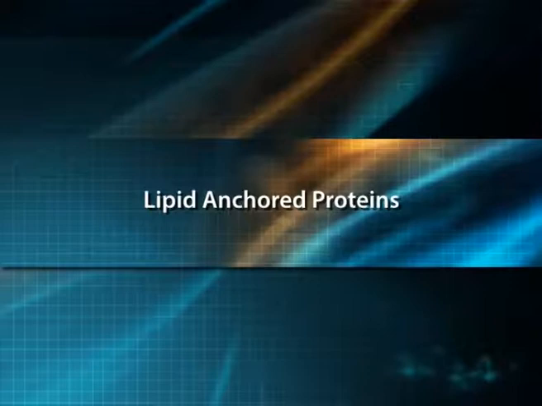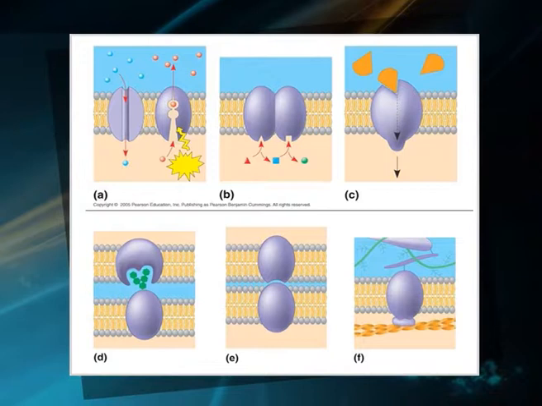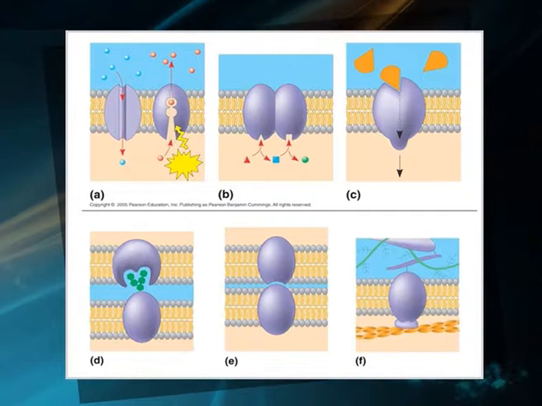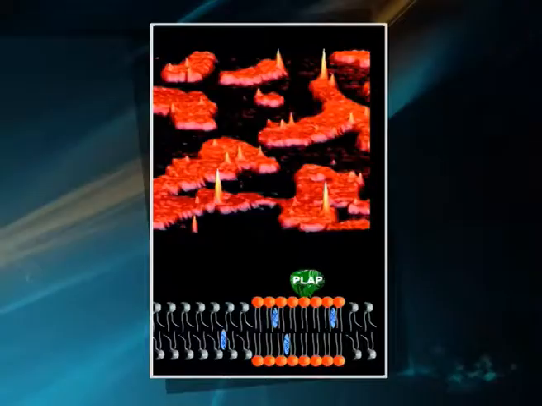Lipid anchored proteins. Numerous proteins are present on the external surface of the plasma membrane, which are bound to the membrane by a small complex oligosaccharide linked to a molecule of phosphatidyl inositol that is embedded in the outer leaflet of the lipid bilayer. Peripheral membrane proteins containing this type of glycosyl phosphatidyl inositol linkage are called GPI anchored proteins. Functions of membrane proteins. The following are the six major functions of membrane proteins.